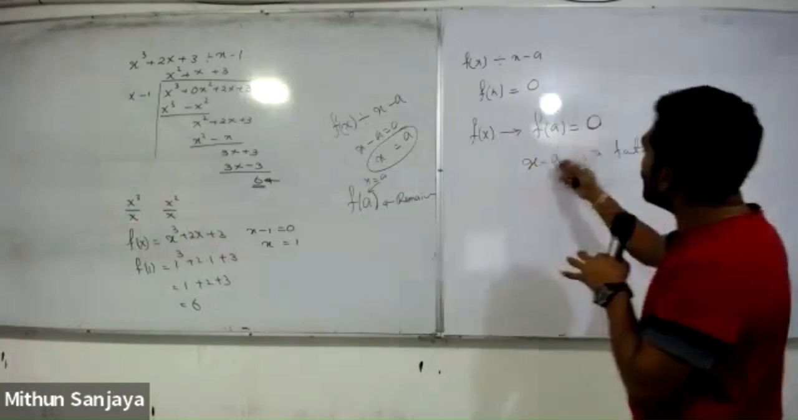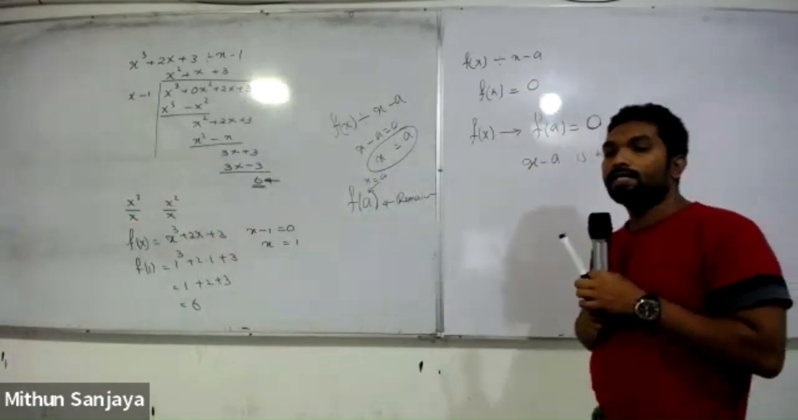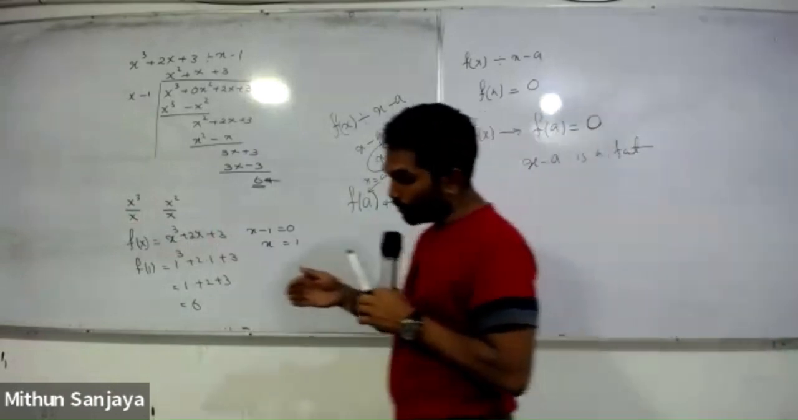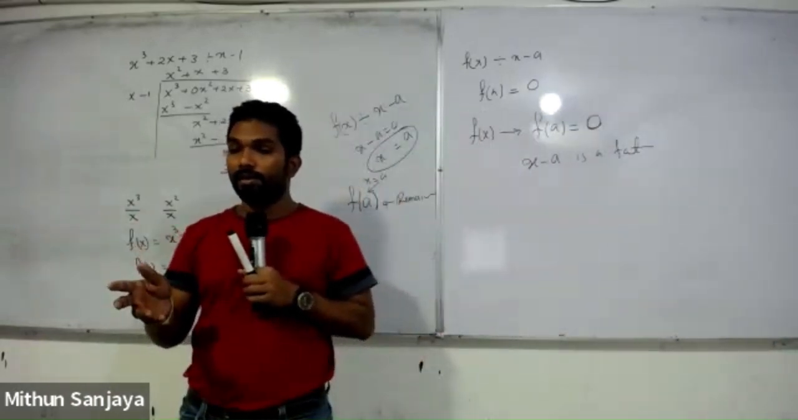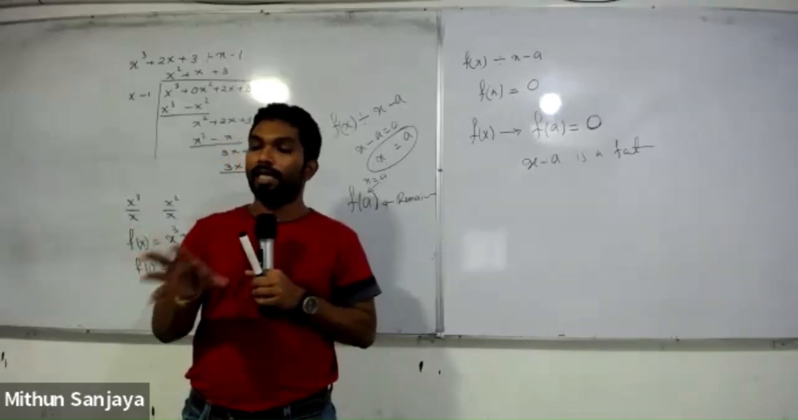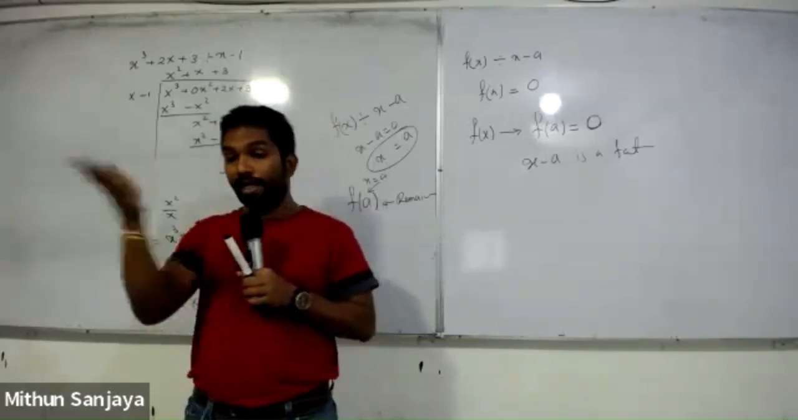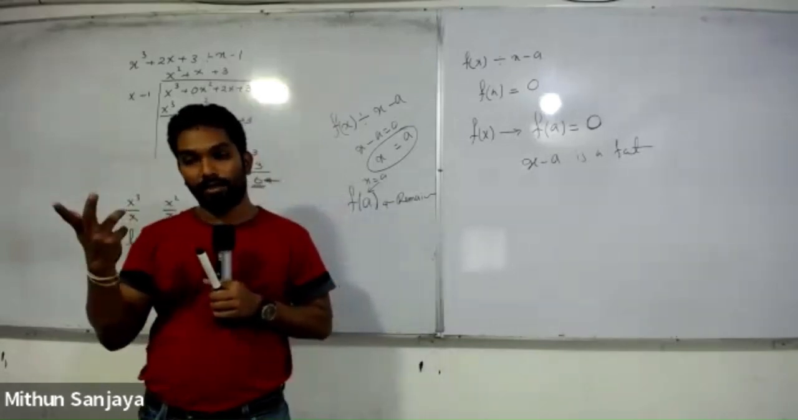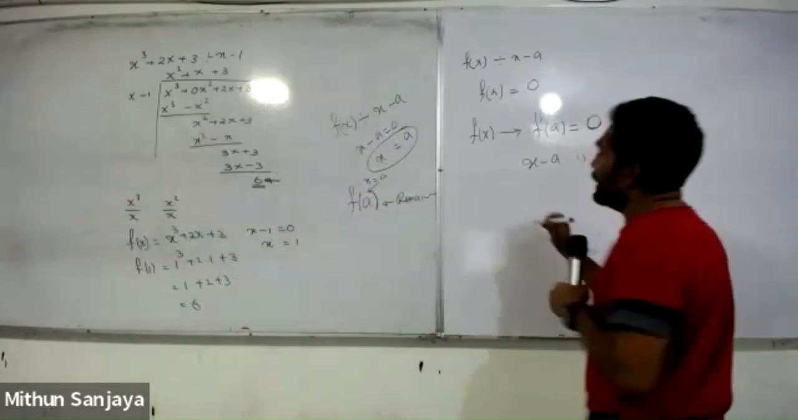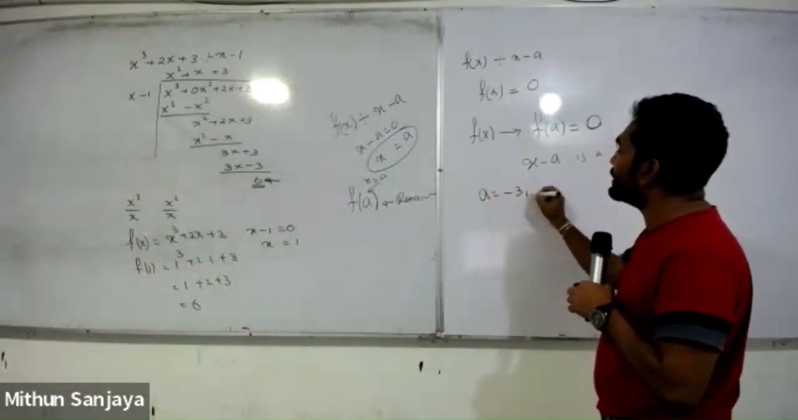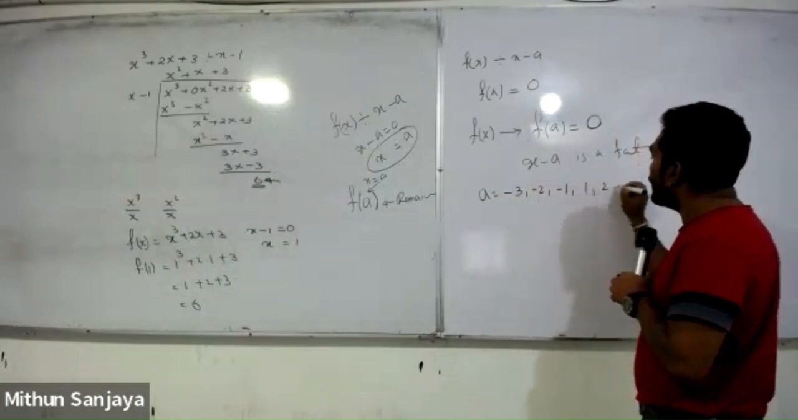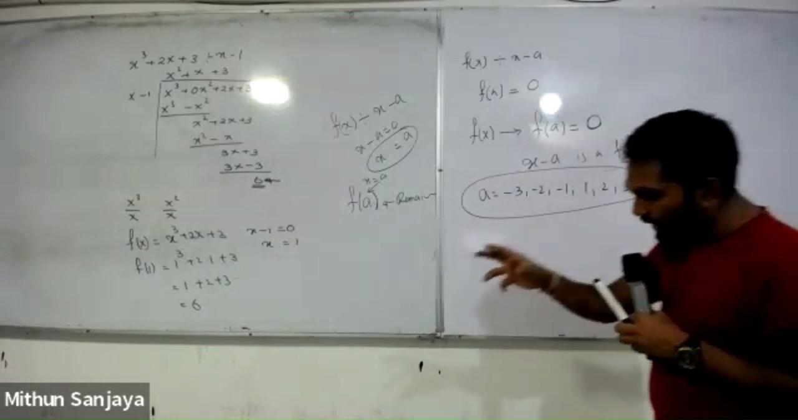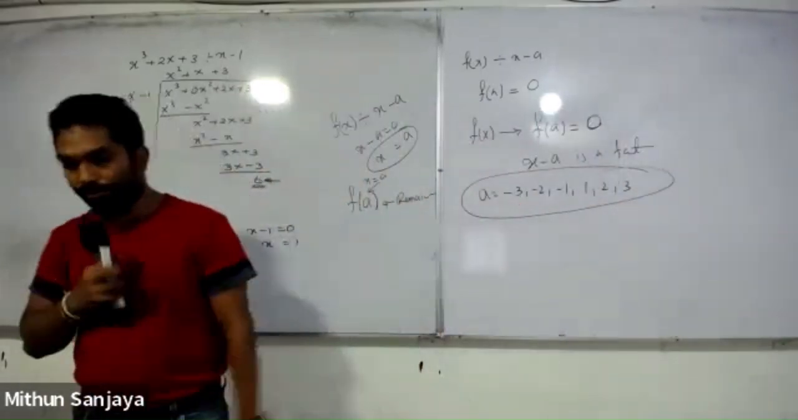We need to get some values, but here we have some constant values to substitute. If they give the function and say x minus a is a factor, then how do we find the a? There are six possibilities. Then a can be minus 3, minus 2, minus 1, 1, 2, and 3. One of these, when we substitute, definitely makes the expression go to 0.